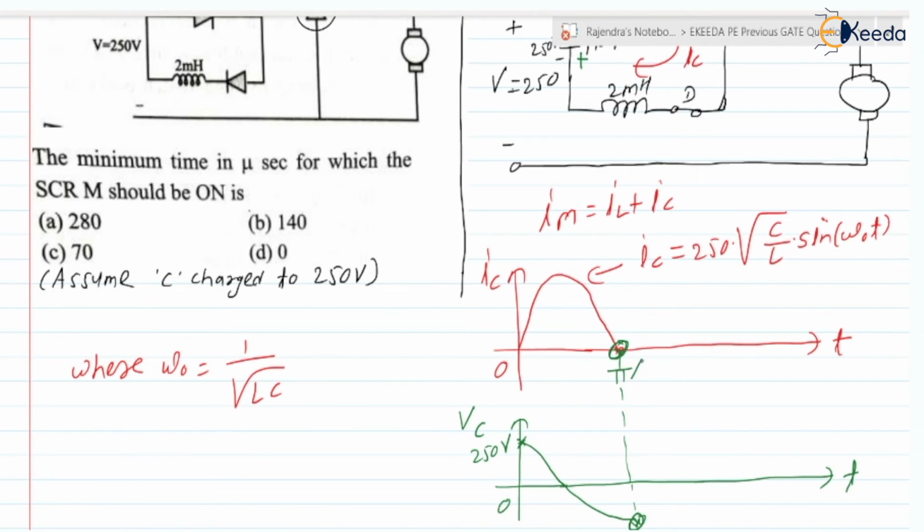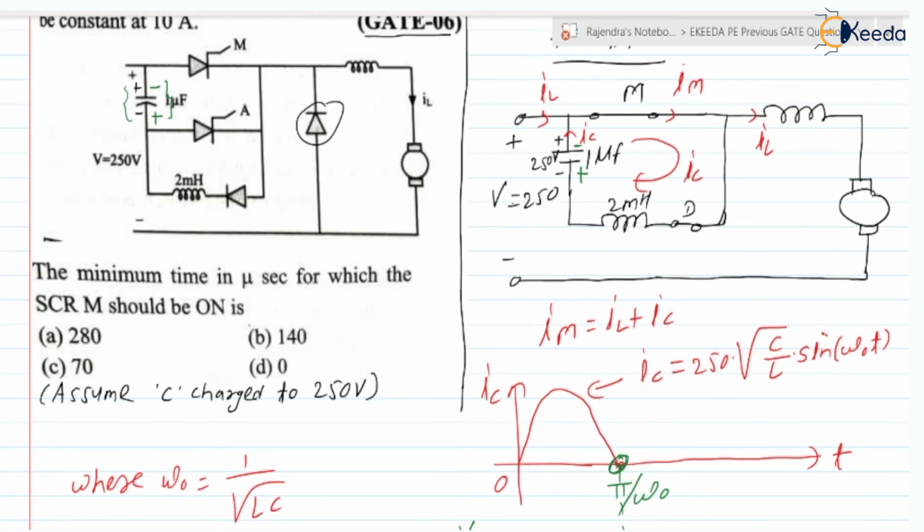This instant is pi by omega 0. Okay, so at pi by omega 0, the current flowing through the capacitor becomes 0 and the capacitor voltage is equal to minus 250. Minus 250 means polarity is reversed. And suppose at the same instant when the capacitor charges to the reverse polarity, the auxiliary thyristor is turned on, then what will happen?